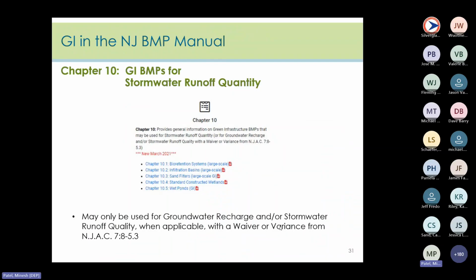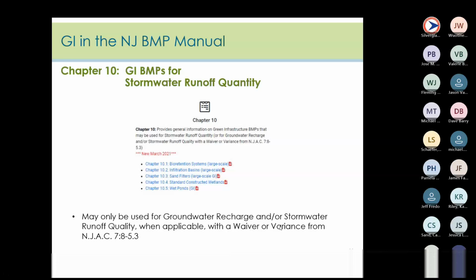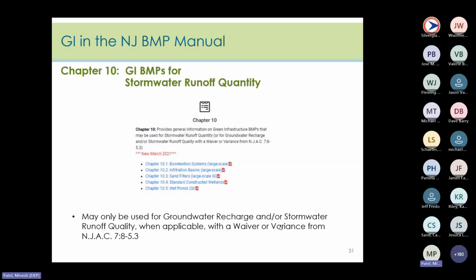Chapter 10 BMPs can be used to address stormwater runoff quantity control. These BMPs can have larger contributory drainage areas than the BMPs that were listed in Chapter 9. These Chapter 10 BMPs include large-scale bioretention systems, large-scale infiltration basins, large-scale GI sand filters, standard constructed wetlands, and GI wet ponds. Note that though I said they can address quantity, these BMPs may only be used to meet water quality and recharge if a waiver or a variance is granted.